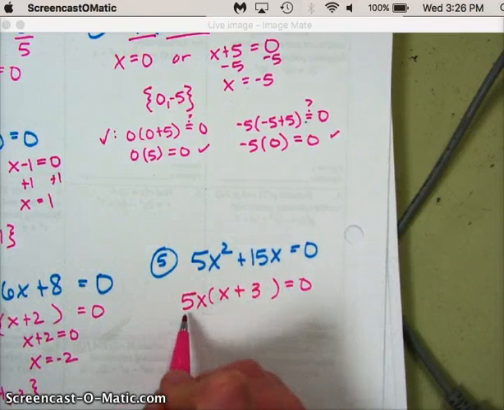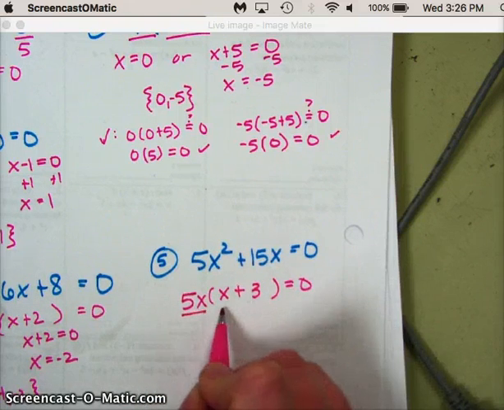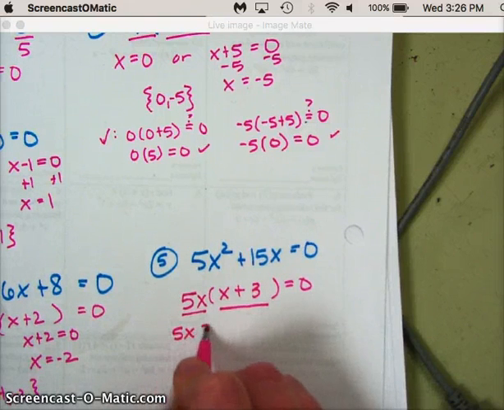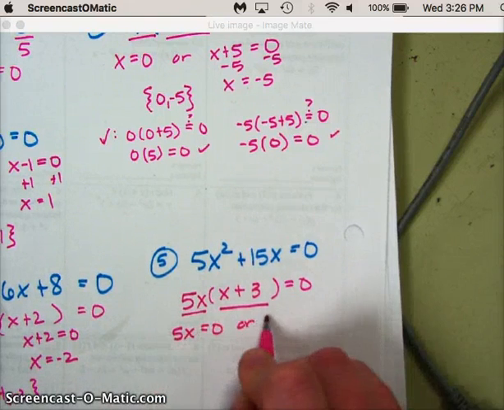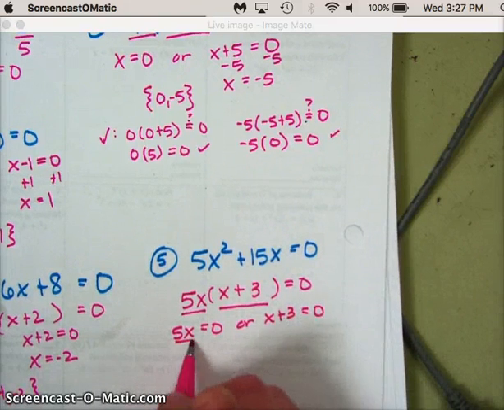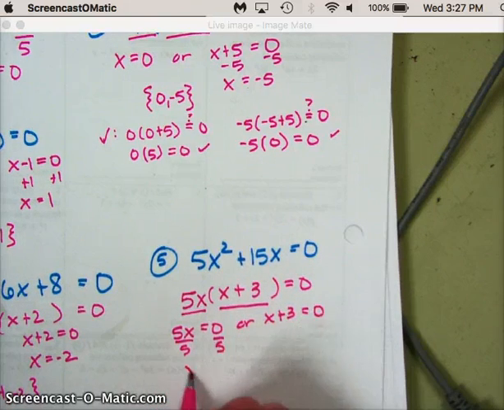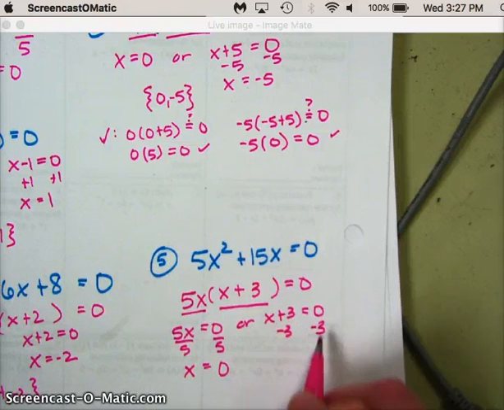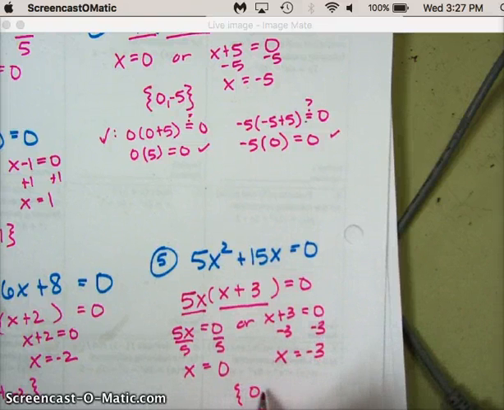So in this case, we have a couple factors. 5 and x are two factors, but we can think about them as just one. And then x plus 3 is another factor. So we'll say either 5x equals 0 or x plus 3 equals 0. Okay. Divide by 5. 0 divided by 5 is 0. Subtract 3, x equals negative 3. So solutions of 0 and negative 3.